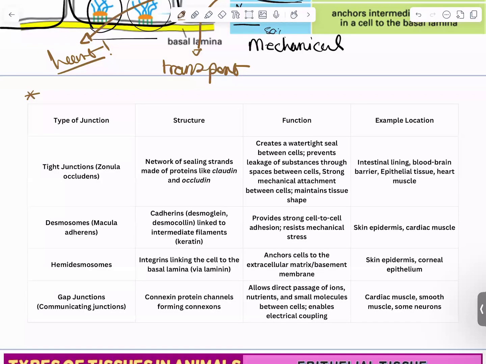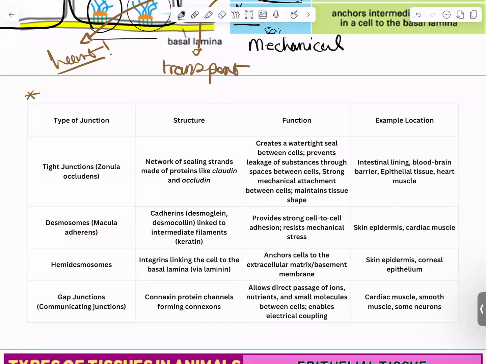Any other questions? Are tight junctions only present in the epithelial tissue? No. Tight junction is the type of junction which is very prominent in the epithelial tissue. It's possible to have it in other parts of the human body, but a very prominent part of the tight junctions can be found in the epithelial tissue.